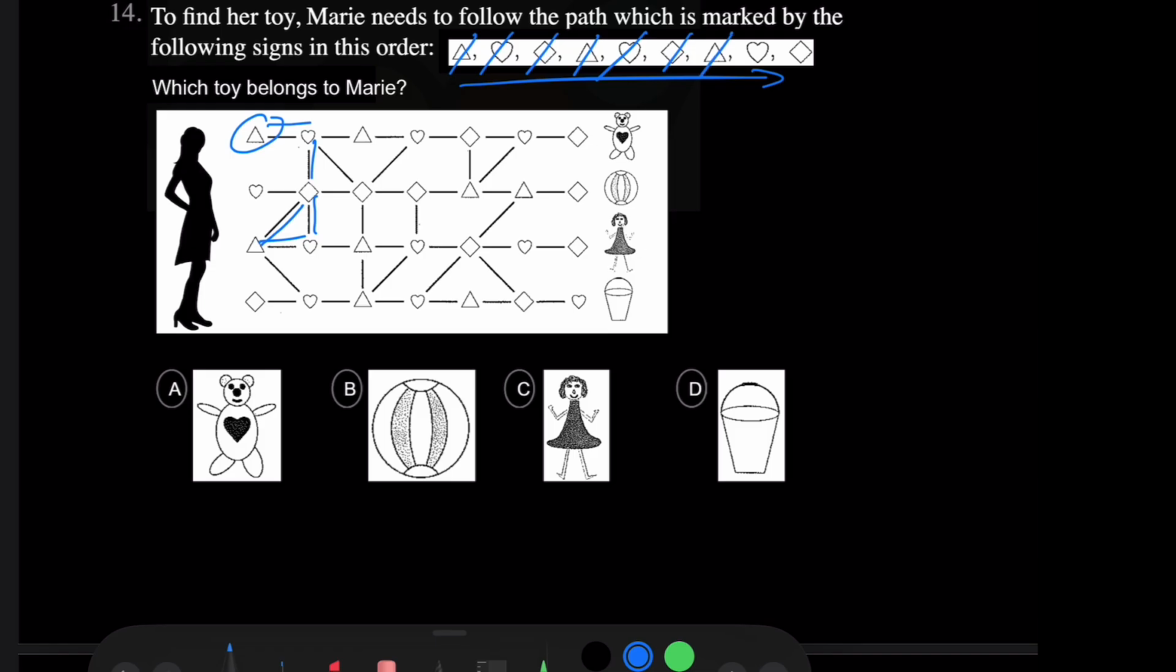Then a triangle, then I'm back to this triangle, then a heart, back to this heart, and a diamond. So I'm going around in a circle, so definitely this path is not going to work. So let me try another one.